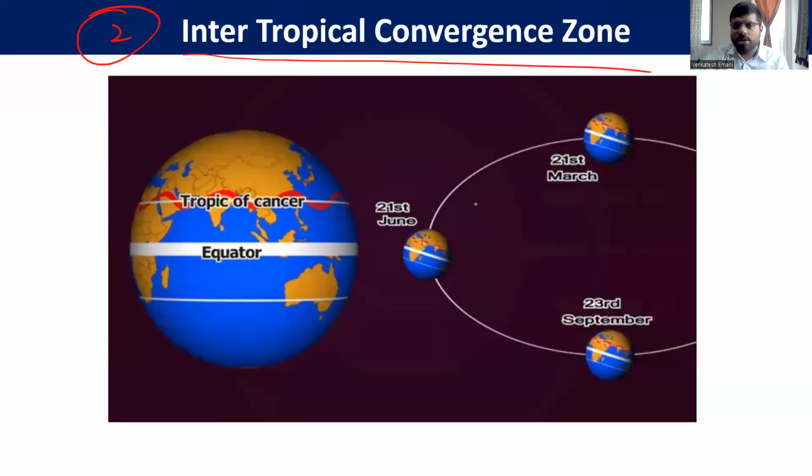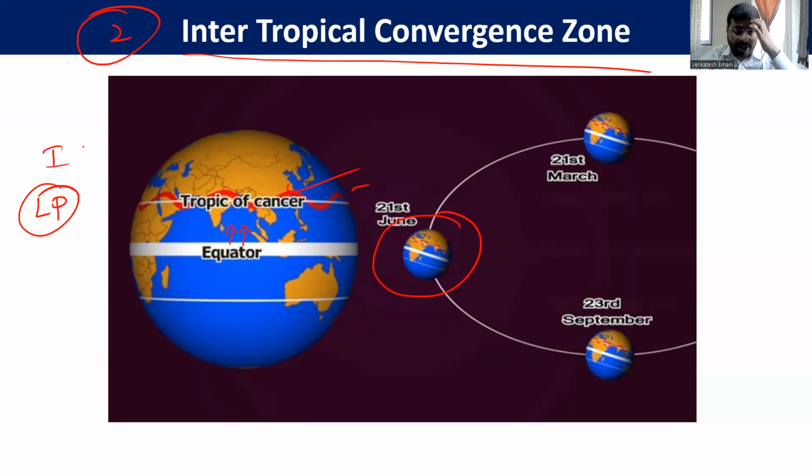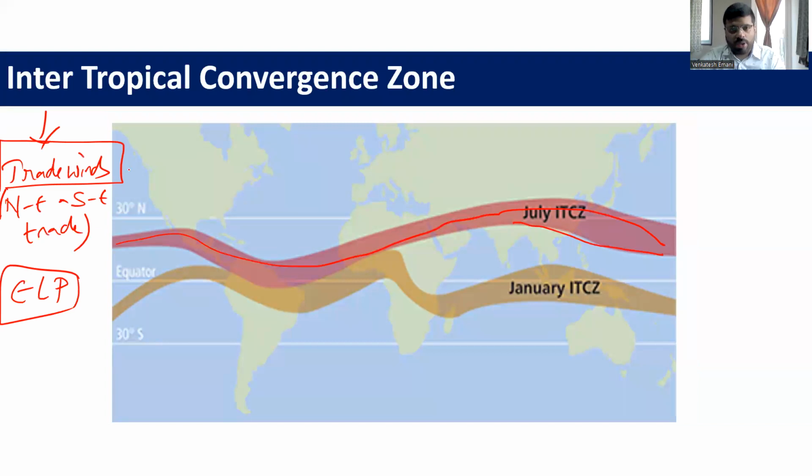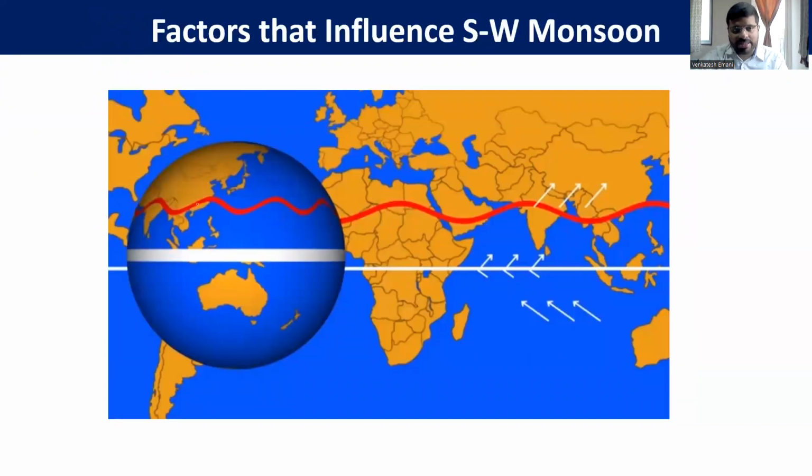But we all know that, with the apparent movement of the sun, the revolution and the tilt of the axis, which we have discussed, on 21st June the vertical rays of the sun are on the Tropic of Cancer. Because the vertical rays are in the northern hemisphere, there is more heat and more rising, and that leads to development of a low pressure zone, which we call ITCZ.